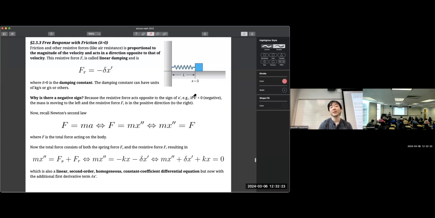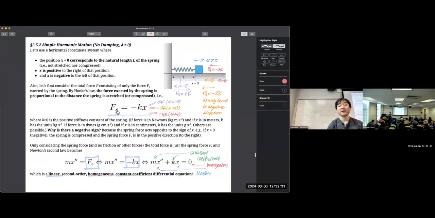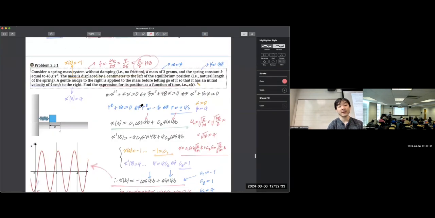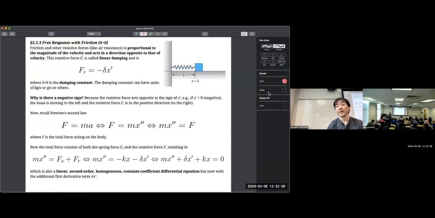So with the spring force, I'll just go back up and say, okay, what did we say? It was F of s is equal to negative kx. Let's just compare what the difference is between that and the resistive force. So F is equal to negative delta x prime. They both have a negative sign, but the difference is, of course, they have a different delta.